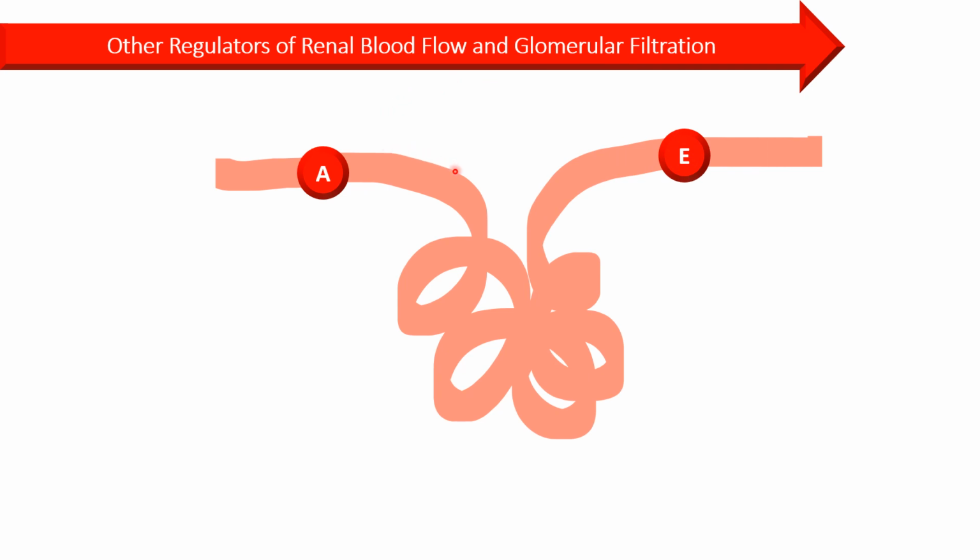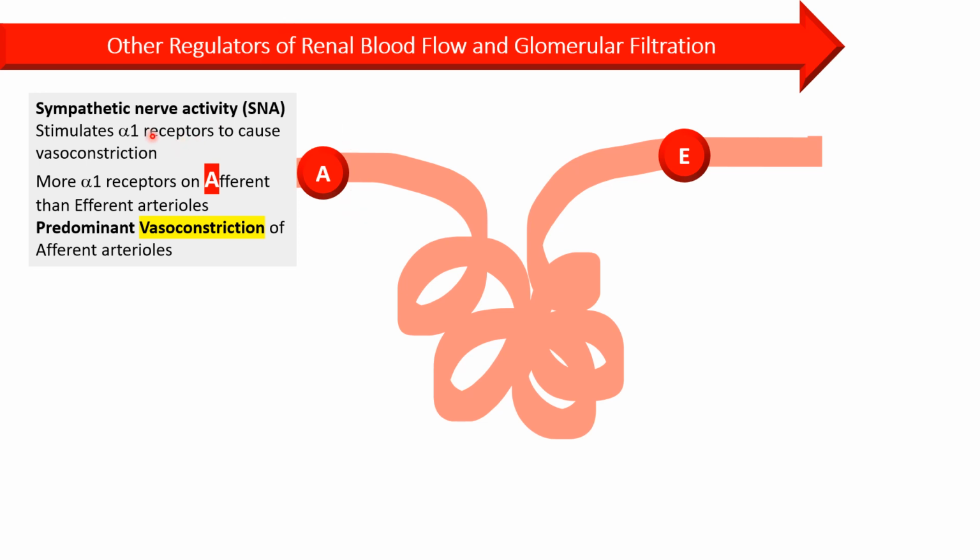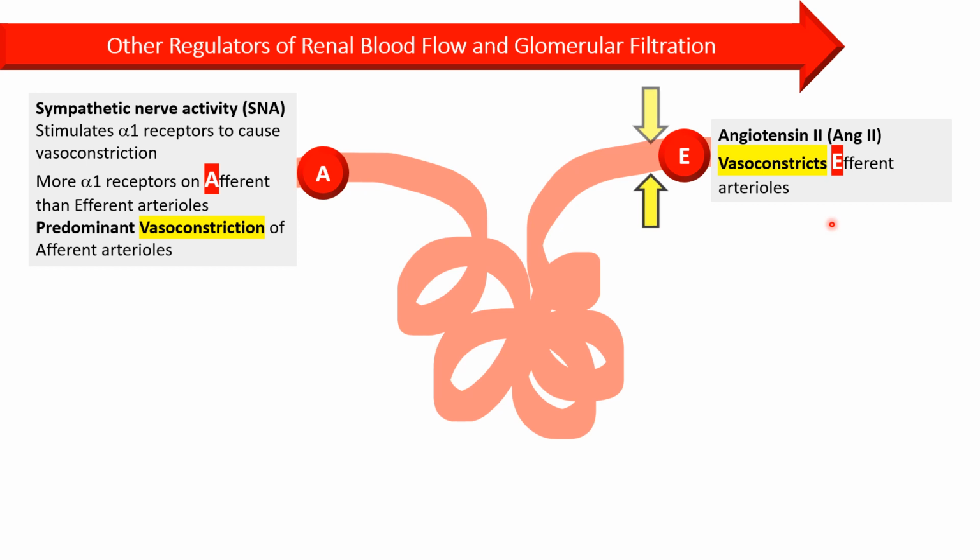We have other regulators of renal blood flow and glomerular filtration. Again, now afferent arteriole, glomerular capillary, and efferent arteriole. Sympathetic nerve activity stimulates alpha-1 receptors to cause vasoconstriction. Since there are more alpha-1 receptors on the afferent than efferent arterioles, sympathetic nerve activity will predominantly cause vasoconstriction of afferent arterioles. Angiotensin II vasoconstricts efferent arterioles.